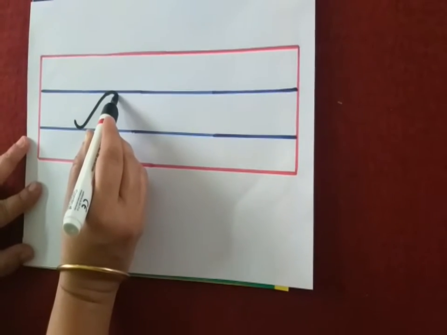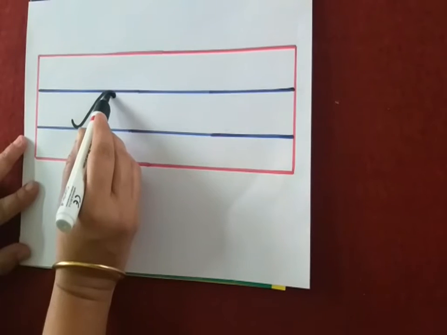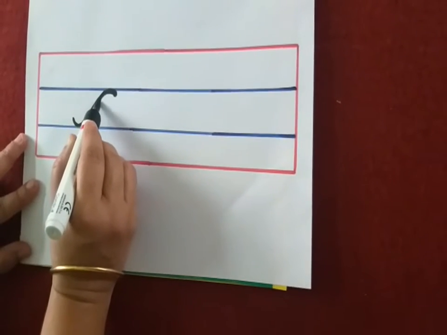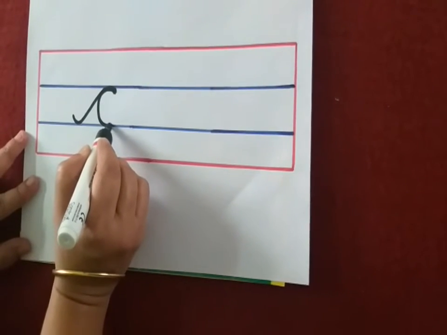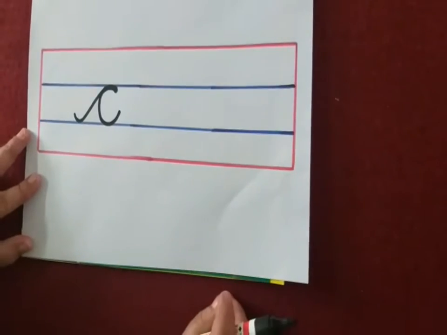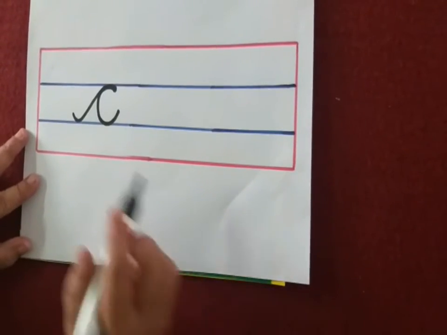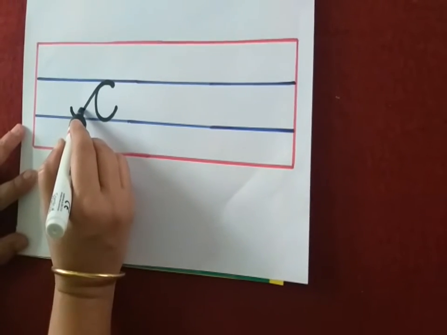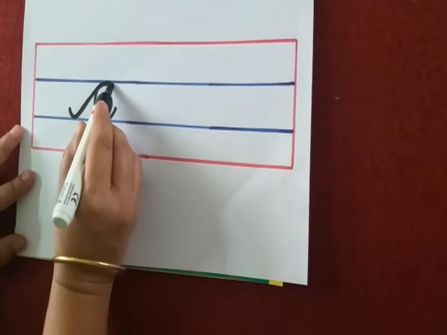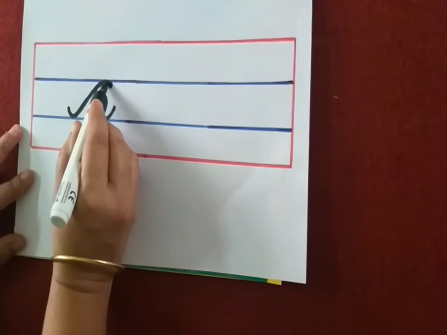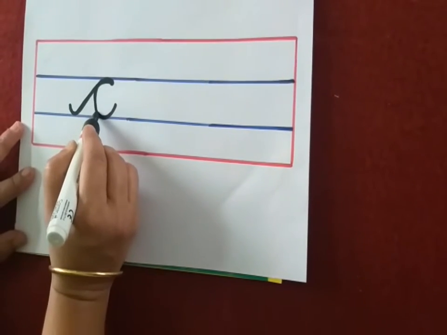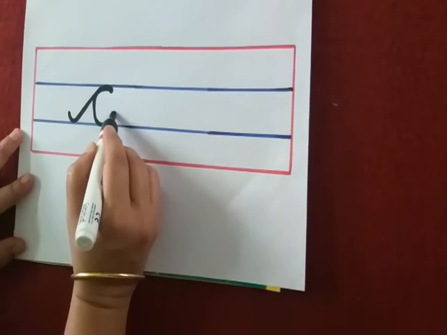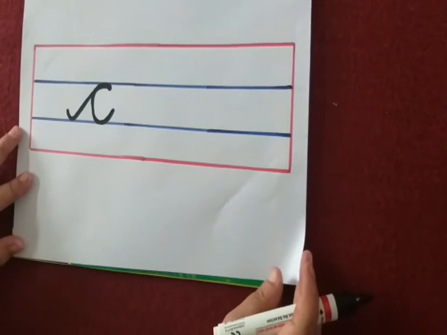Make a small curve, go up to the second blue line. Okay, now come down to the third blue line and make a small C. Yes, once again, children, make a small curve, go up to the second blue line, come down to third blue line and make a C. C is very easy, children.